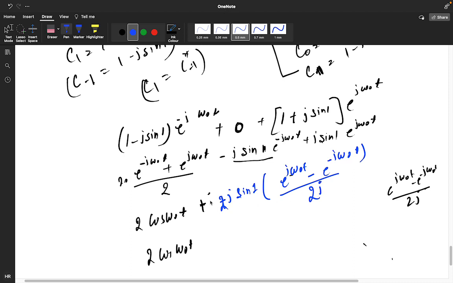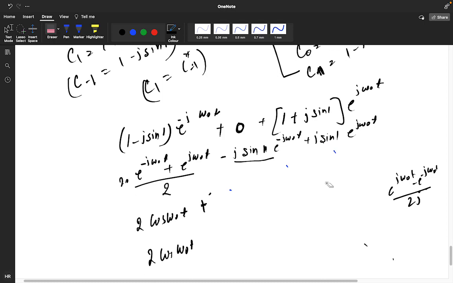Sir, first one is minus, sir. Which one? Minus e power j omega naught t. Minus e power j omega naught t. How? See, the equation is like this.